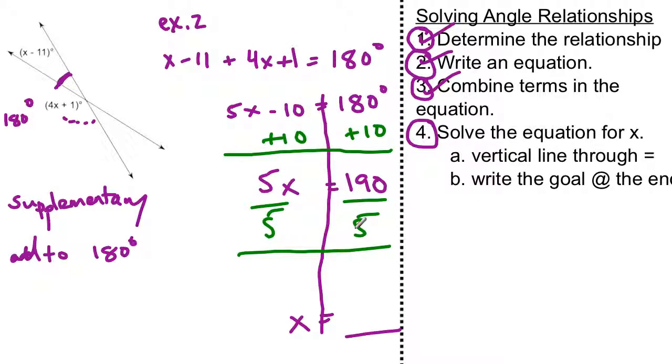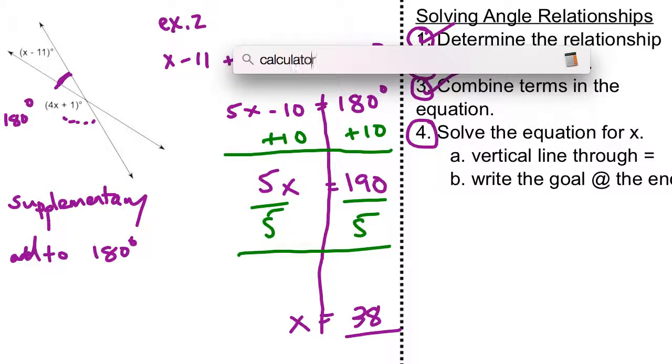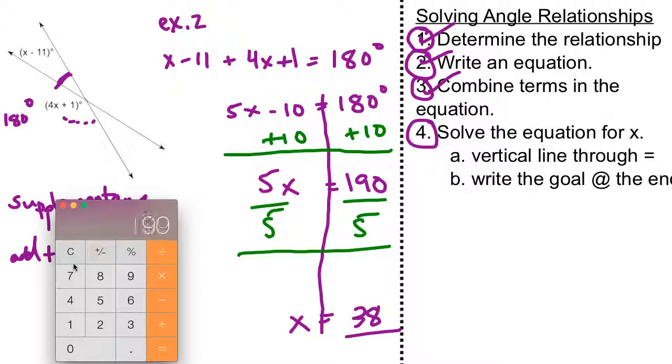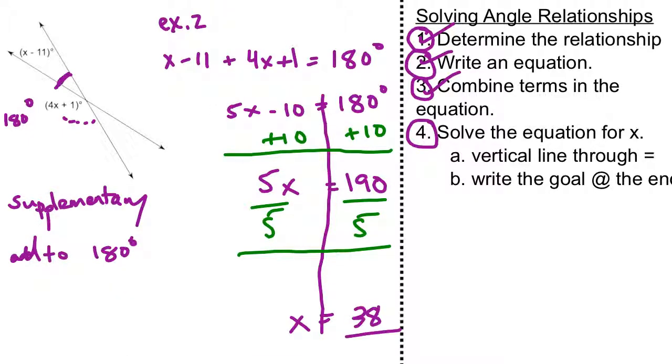Again, if you can't do it in your head, I would suggest pulling out your calculator, but this comes out to 38. Let me check that. Yeah. So that's it for this video. You can either be getting complementary or supplementary angles. Okay, thanks for watching.